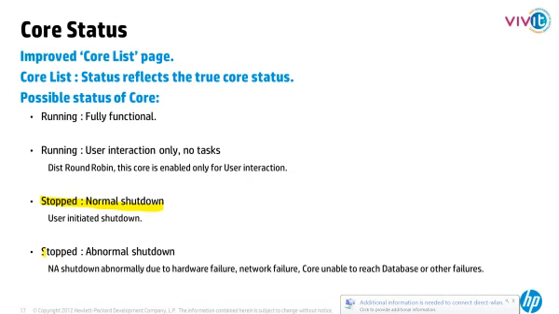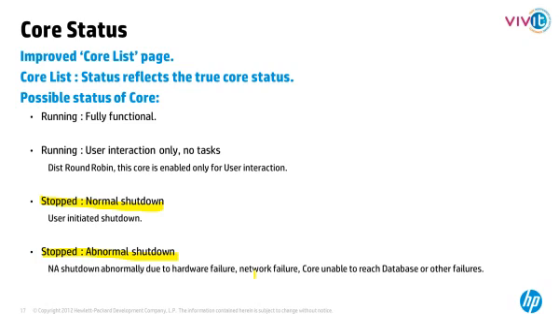Now the next one is the abnormal shutdown. This is very interesting. This means the user didn't do the true control stop. This is due to a hardware failure or network failure, or the core is not able to connect to the database, or some other hard failures. So when I do the failure demo, I'll demonstrate this state.